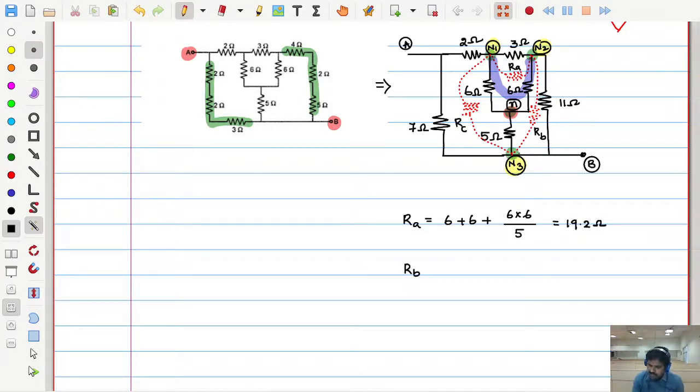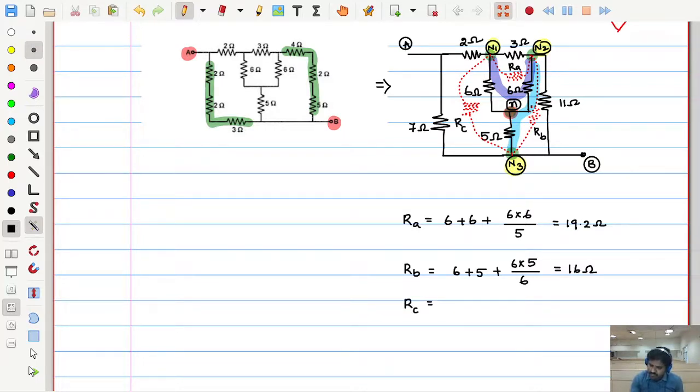Next, let us take RB. So in moving our journey from N2 to N3, this 6 ohm and this 5 ohm are coming in that path. So I'll write that as 6 plus 5 plus 6 into 5 divided by 6. How much is this value? 16, sir. Yes. Next is RC.